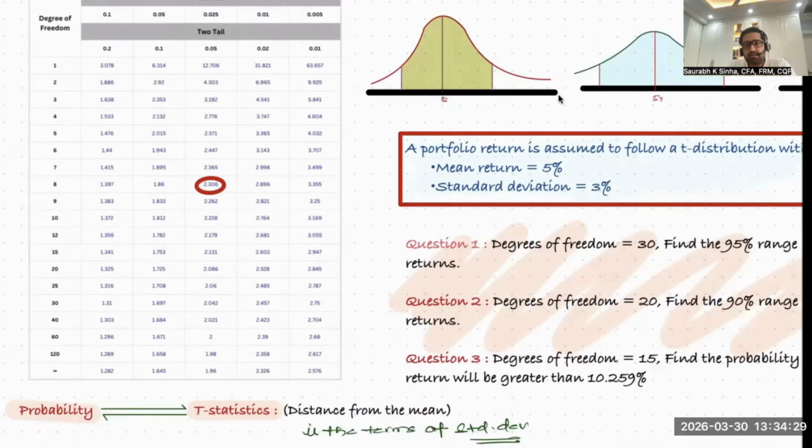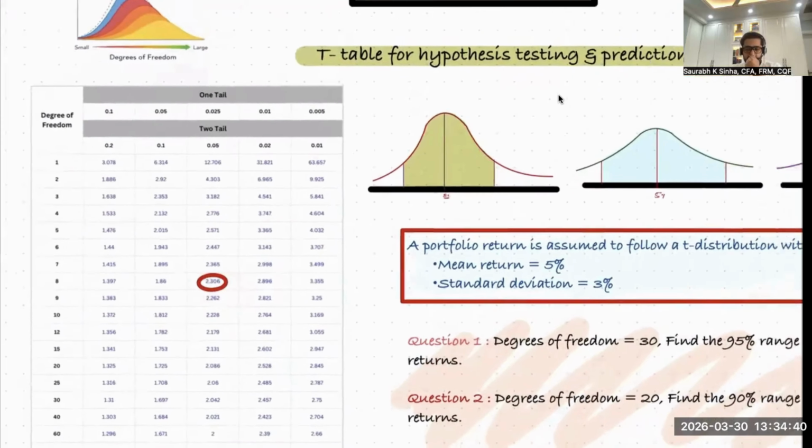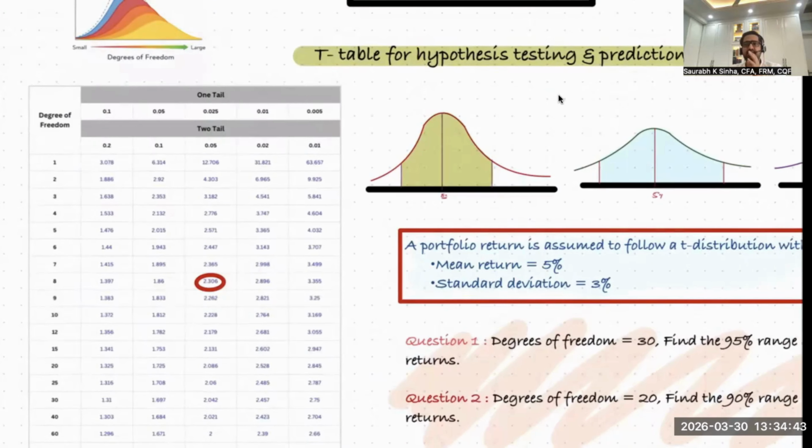So what is the responsibility of the t-table? The responsibility of the t-table is to either read the t-statistic and give you the probability, or read the probability and give you the t-statistic. That's it. But let's have a look at the t-table. This is the general format of the t-table. Most of the time you will see this t-table, even in your examination.